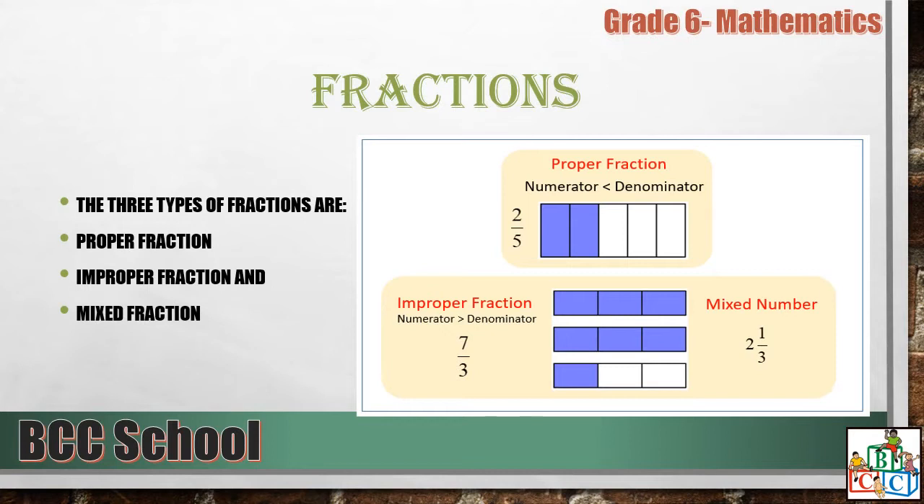An improper fraction is when the numerator is greater than the denominator. The example given is 7/3. A mixed number consists of a whole number and a proper fraction. The example is 2 1/3.